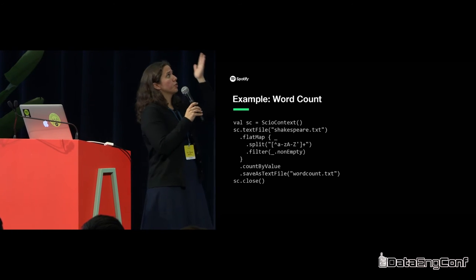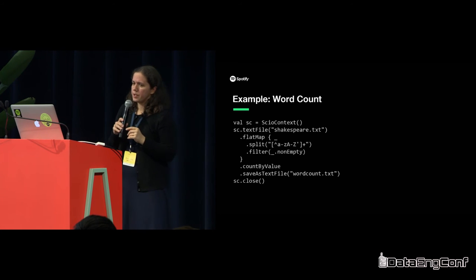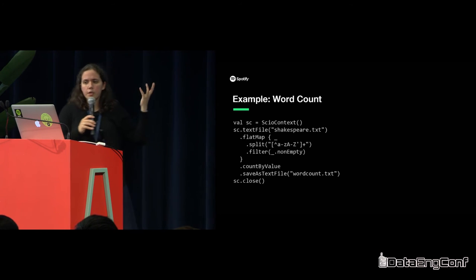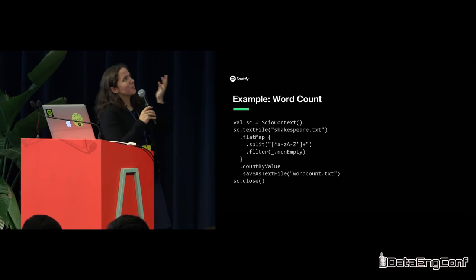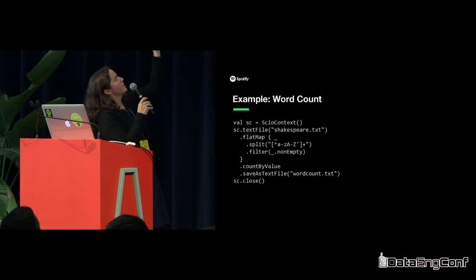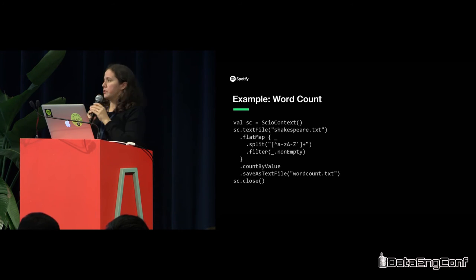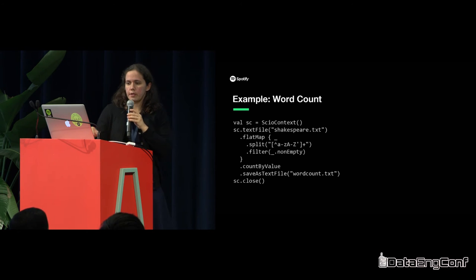Just a simple example to show you how simple things are to write in Scio. We have here the canonical word count example. I'm sure you've all seen this. But essentially, this is all the logic that you need to write in order to do the word count in Scio.